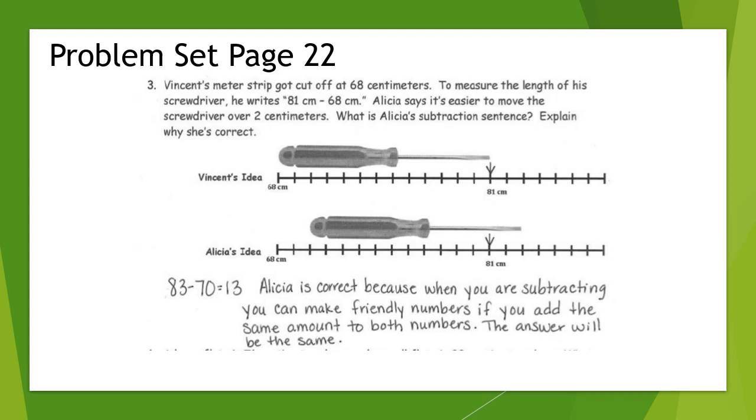Alicia is correct because when you are subtracting, you can make friendly numbers if you add the same amount to both numbers. The answer will be the same. So Alicia is correct because her measurement is still the same as Vinny's. On Vinny's problem, 81 minus 68 equals 13. On Alicia's, 83.